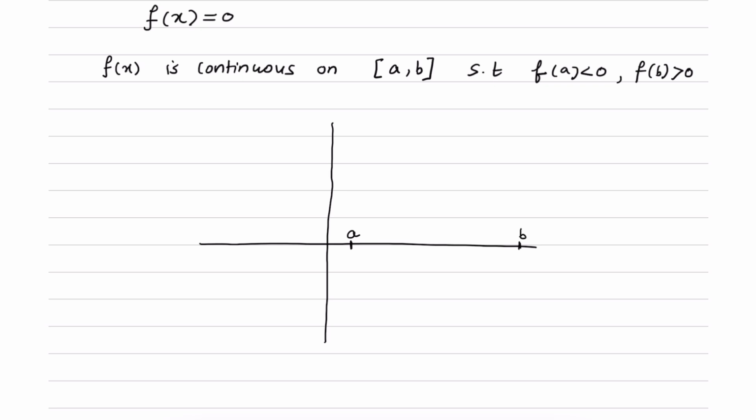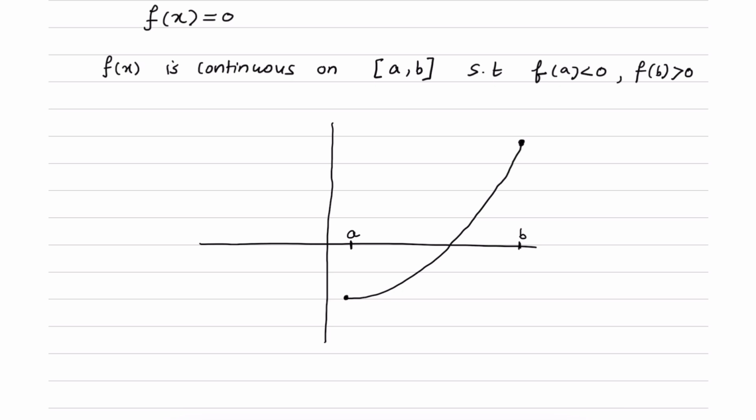Now f of a is negative and f of b is positive. So f of a is negative, we are marking it here, and f of b is positive, we are marking it here. Now we also know that the graph of the function f of x is continuous in between a and b. So we will join this point with this point.